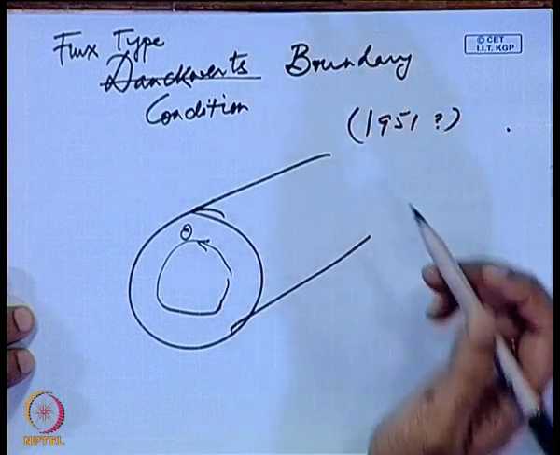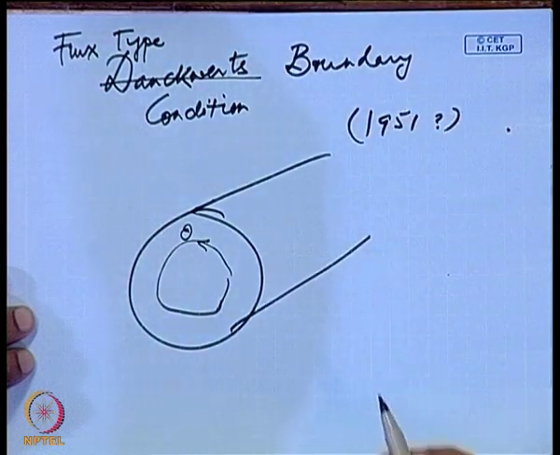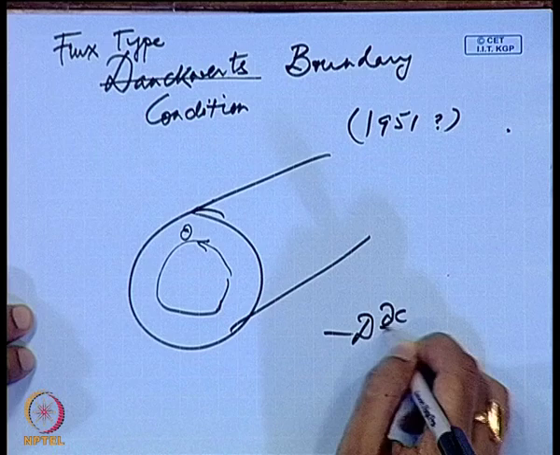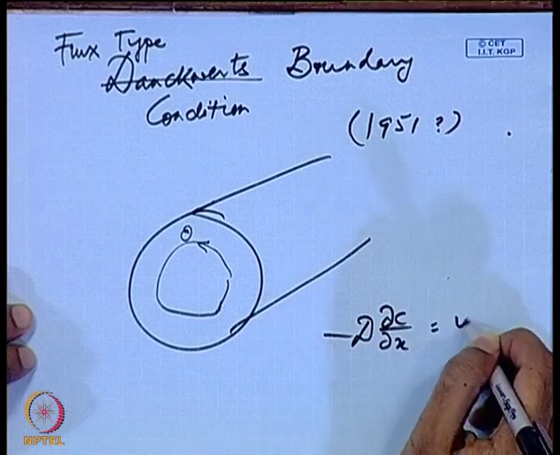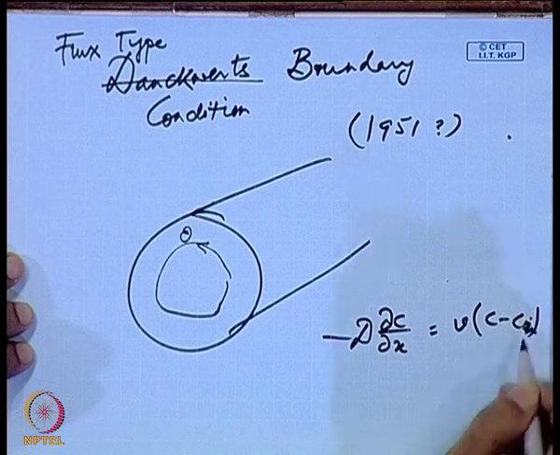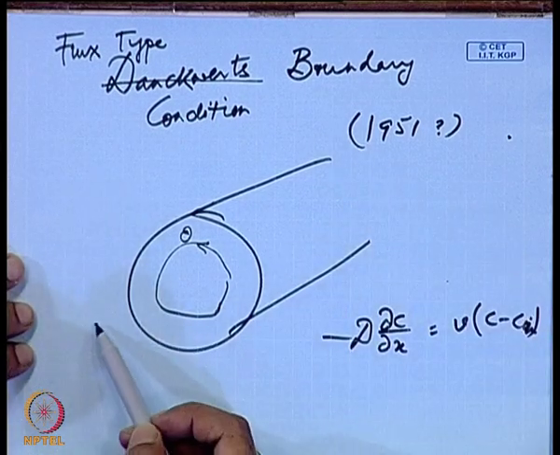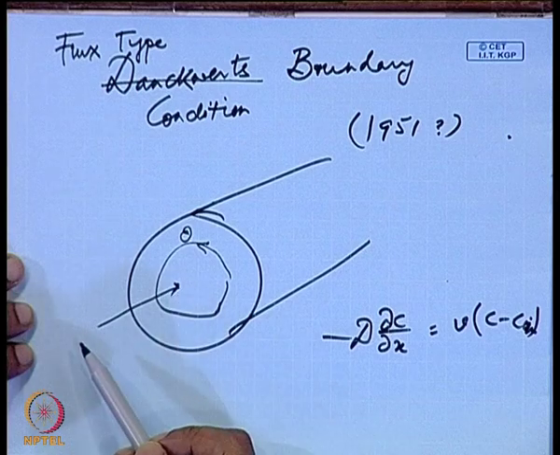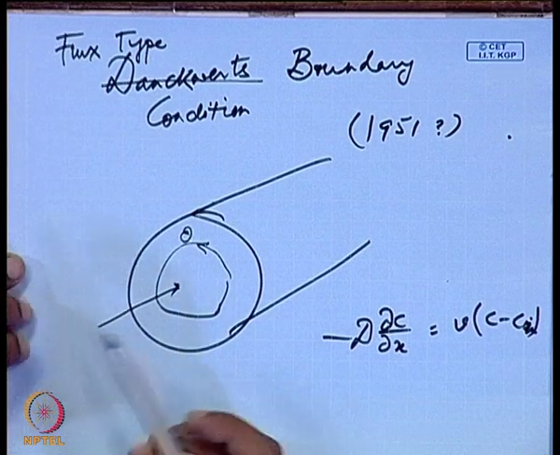The reason that it was a breakthrough condition was: minus D del c, this is the boundary condition, right, equals v times c minus c naught, like this. What this said was that whatever is coming in at the entrance, what does the flux type boundary condition mean? It says that whatever is coming in at the entrance because of convection equals what goes in because of diffusion plus convection, right. So that is the boundary condition.